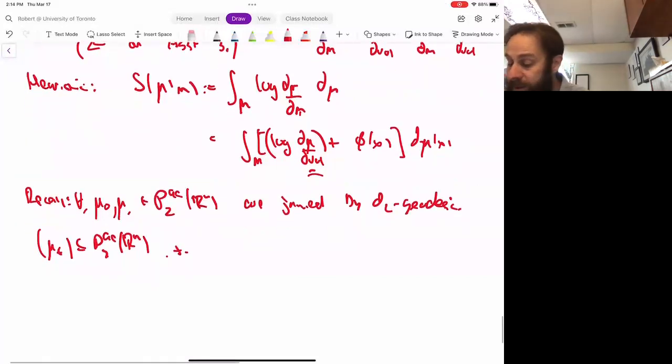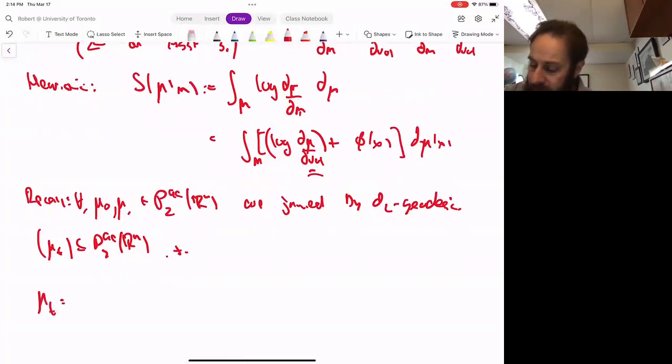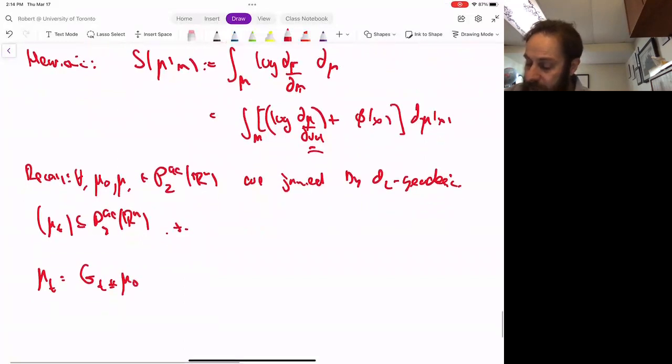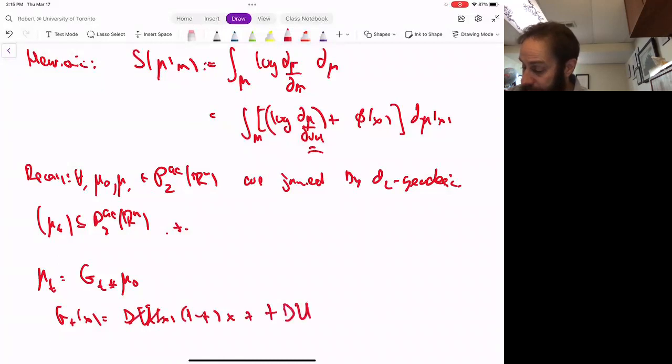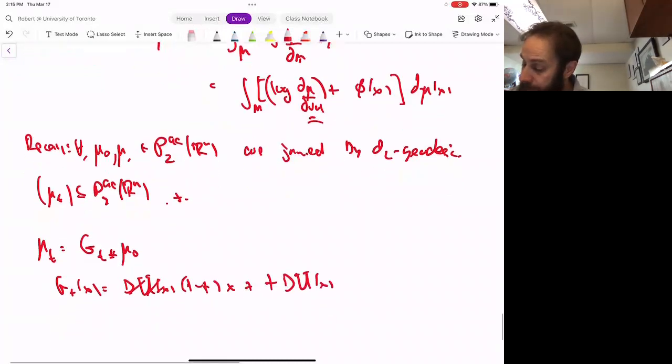And I have a nice formula relating, so mu t is the push forward of mu naught through some mapping g, where g of x, t x, is a gradient of a convex function. I'll call the convex function capital U. And sometimes it's better, it's (1 minus t) identity plus t gradient capital U. And I'm going to also write this in the form x plus t gradient little u.